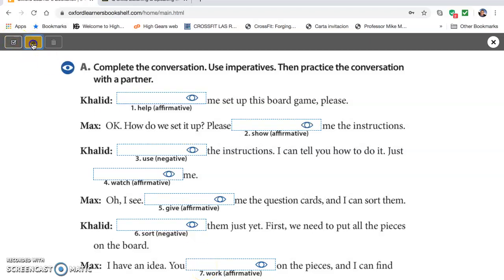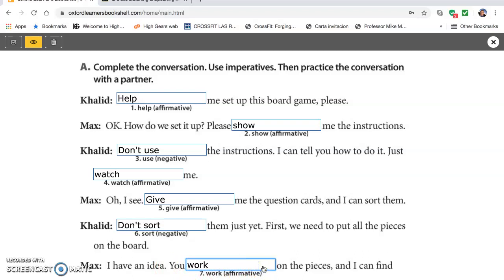Okay, let's check the answers. This is affirmative, so it's help. How do we set it up? Please show me the instructions. This is a negative one. Don't use the instructions, I can tell you how to do it, just watch me. Oh, I see. Give me the question cards, I can sort them. Don't sort them just yet. First we need to put all the pieces on the board. I have an idea. You work on the pieces, I can find the score sheet.